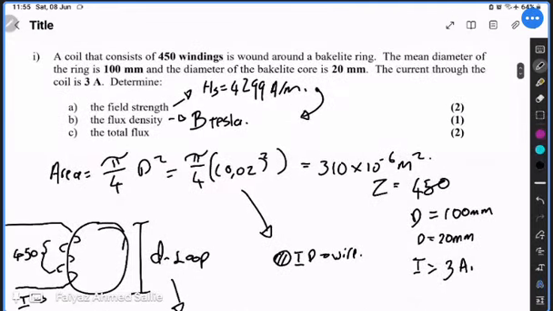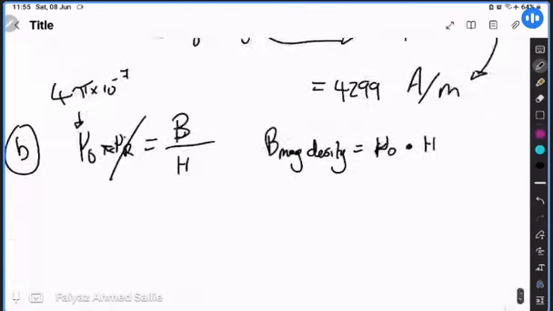permeability of the material. So we see, for this question, they haven't given us the permeability of the material, so we can assume that the permeability is equal to 1 because it's not given. So we can just say that it's not completely cancelled. It's equal to 1. So this is equal to what? This is equal to 4299.